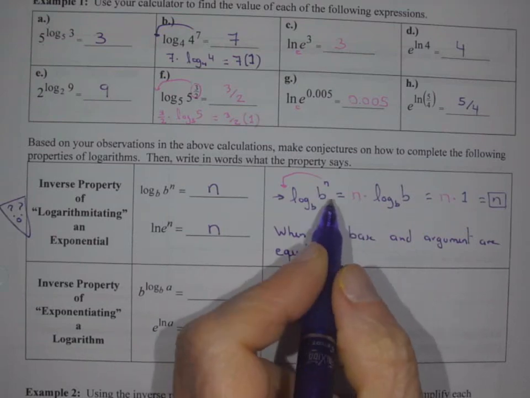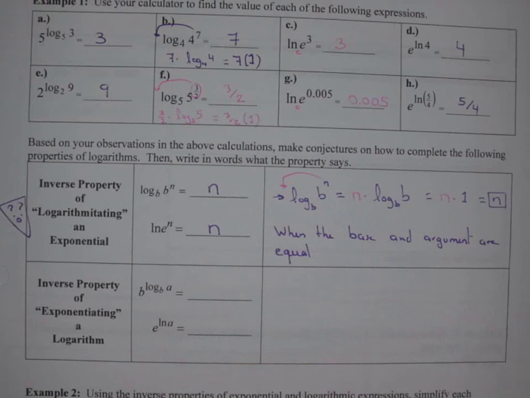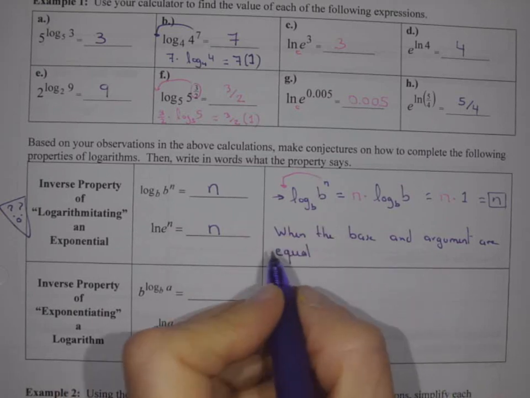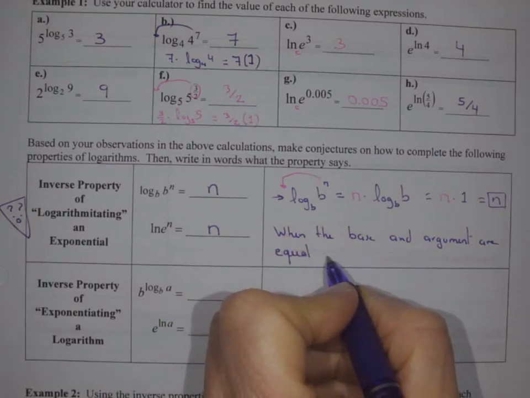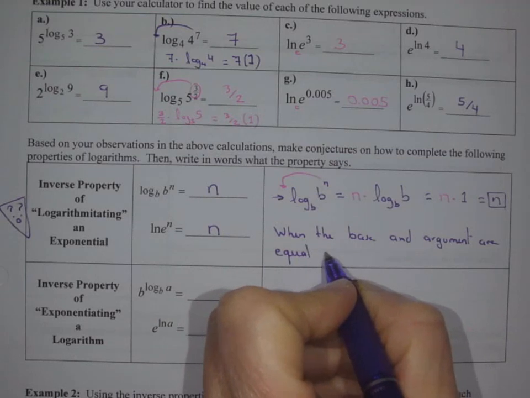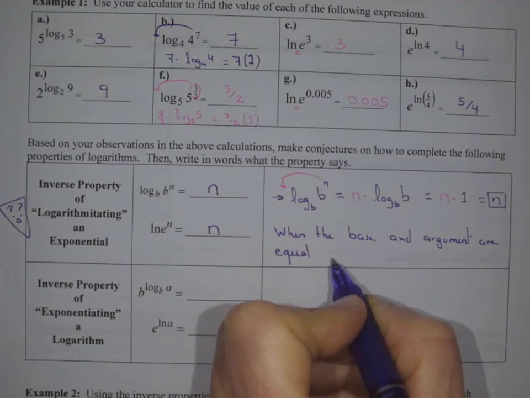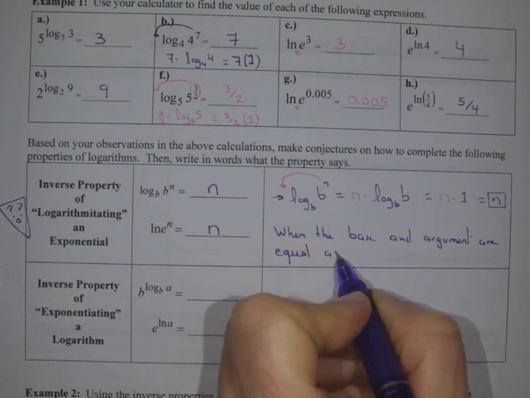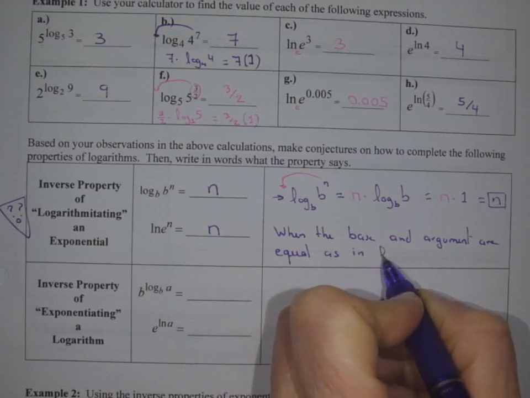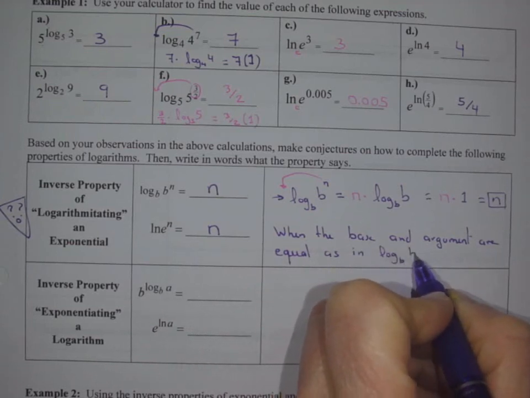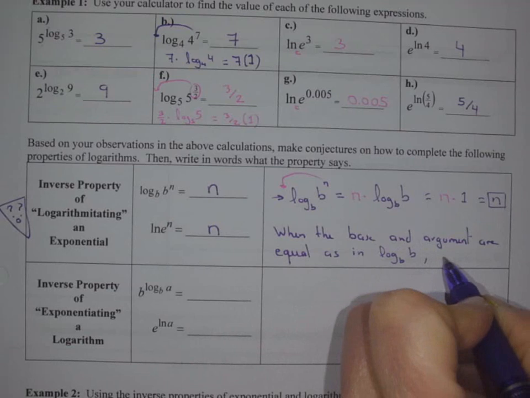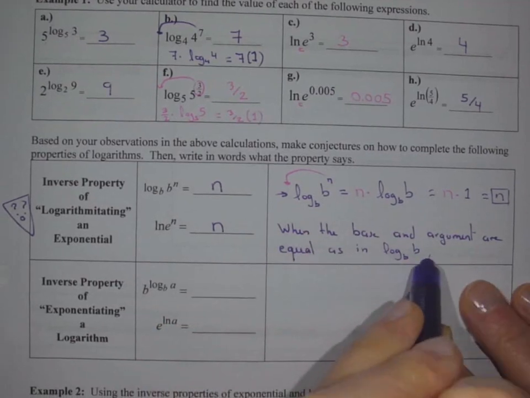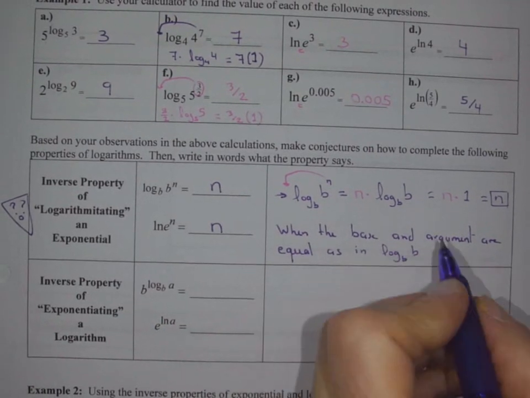how am I going to write that? We're going to end up with just the exponent that we used to have. As in log base b of b, and we're going to say this is equal to 1.